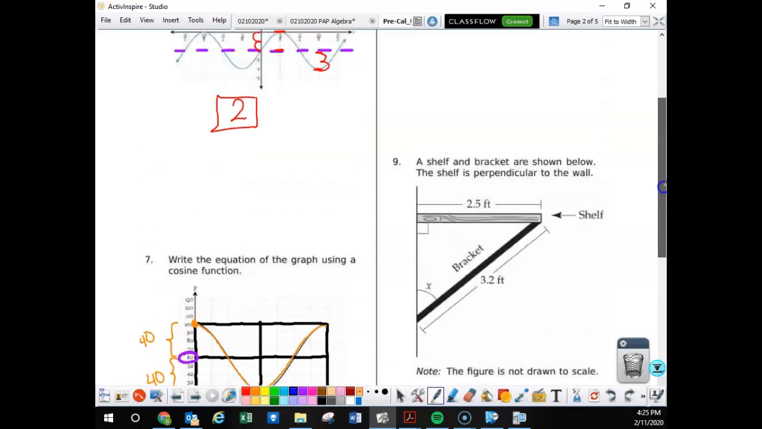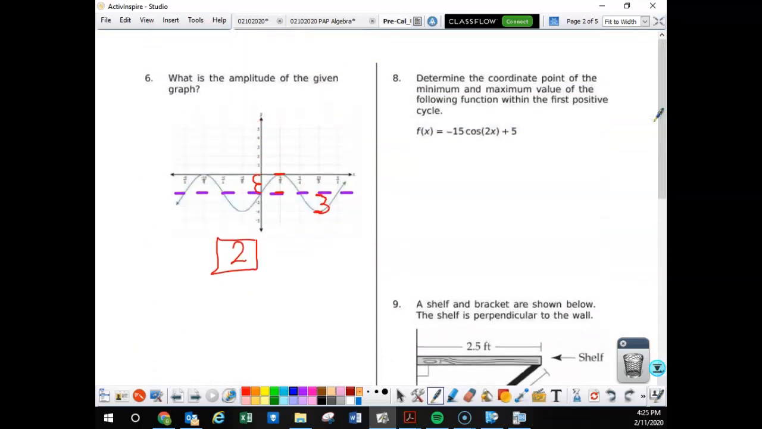All right, number 8. Determine the coordinate point of the minimum and maximum value of the following function within the first positive cycle. Okay, so first positive cycle, we're going to basically use our window pane just so I can see what's happening here. So I know this plus 5 means the midline is at 5, y equals 5. So let's call this 0, 5, this point right here.